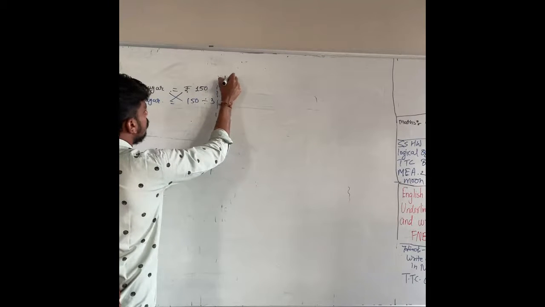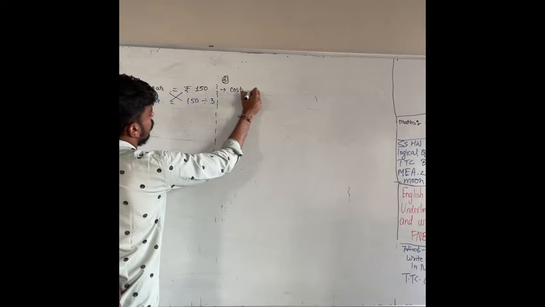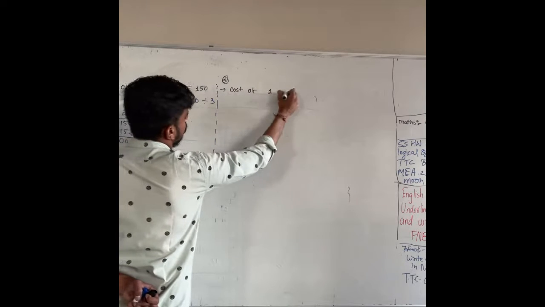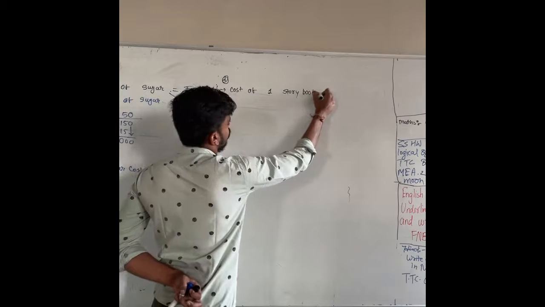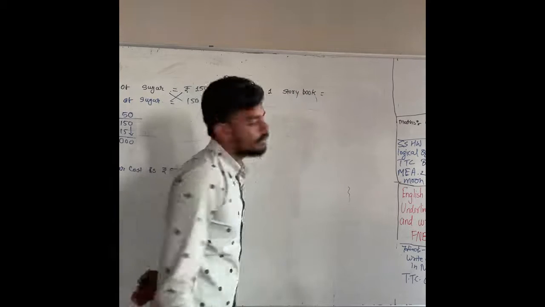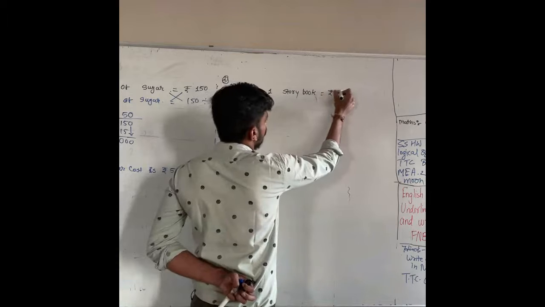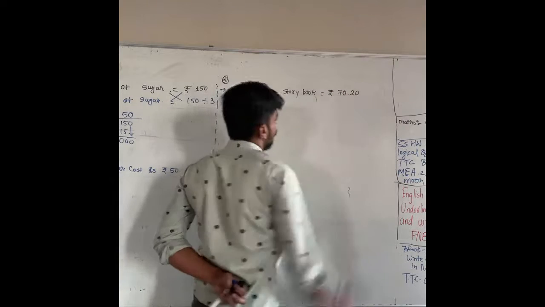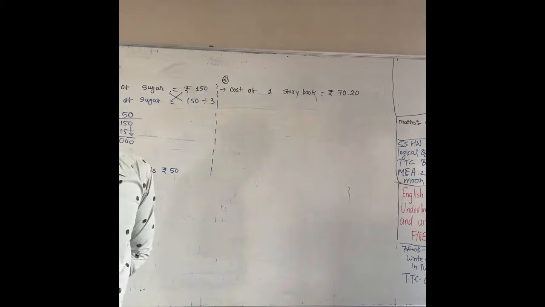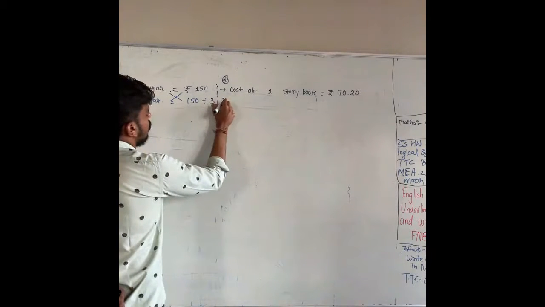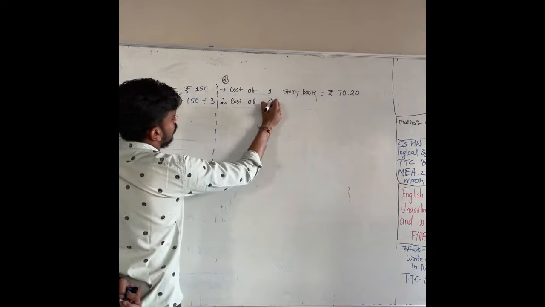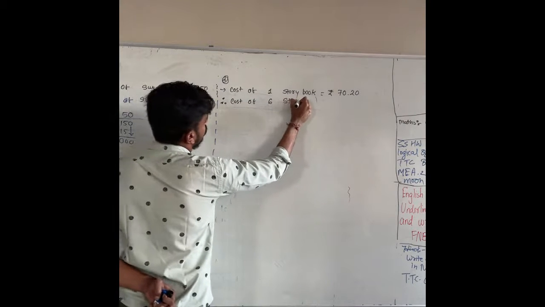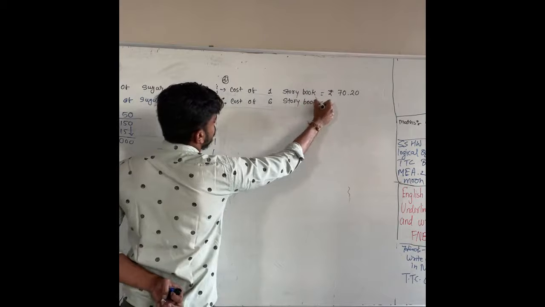Same type of statement in this one also. The cost of one storybook is equals to rupees 70.20. Find the cost of six such storybooks. Then the statement is like that, cost of six storybooks is equal to what?